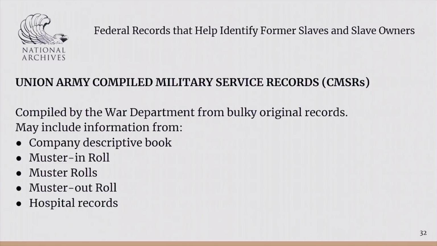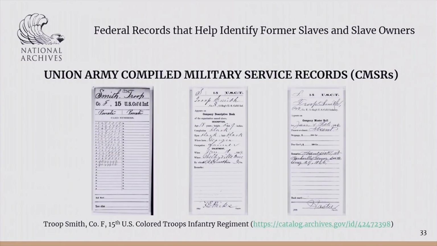So to give you an example of what this looks like, this is Troop Smith, his first name is Troop, from Company F of the 15th U.S. Colored Troops Infantry. His entire compiled military service record is online in our catalog, and I give you 3 images here. The image at the left is the jacket. That's the envelope in which the cards that are inside are kept.